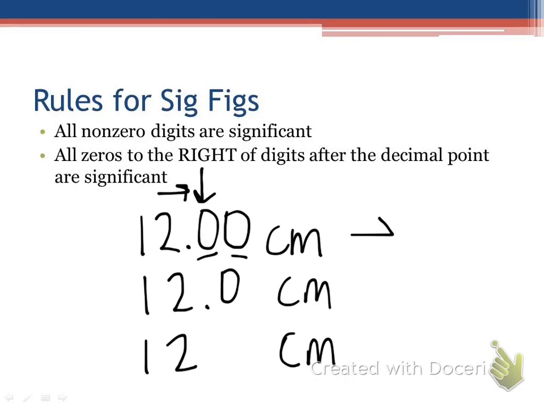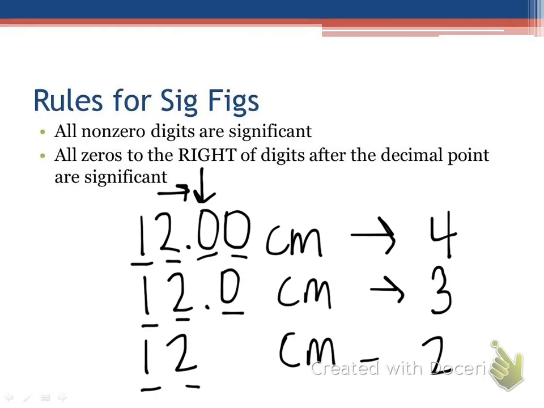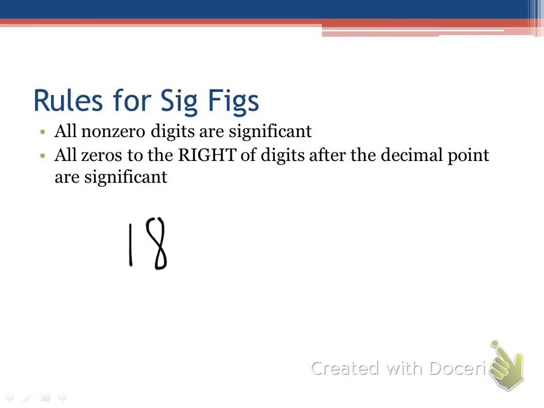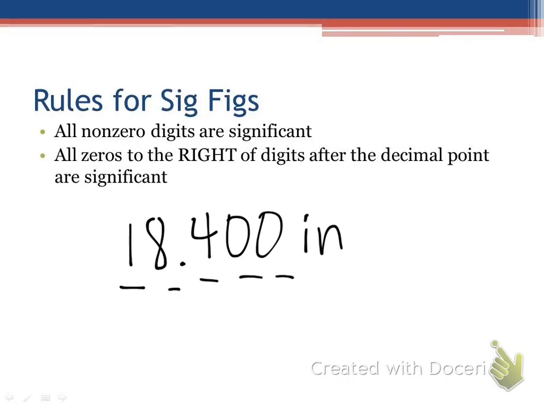How many sig figs do we have in our first one? 4, 3, and 2. This one has 1, 2, 3, 4; then 1, 2, 3; and 1, 2. Same with one that looks like this, 18.400 inches. How many sig figs here? 5: 1, 2, 3, 4, 5. It's telling us we think it's exactly 0.400. The fact that the zeros are to the right of the decimal point and to the right of digits is really important. So zeros to the right of digits after the decimal point are significant.